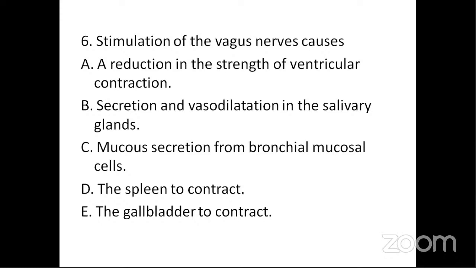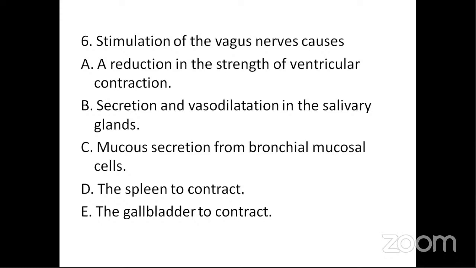Ventricles have little vagal innervation. And stimulation of the vagus nerve causes secretion and vasodilatation in the salivary glands. It is false again. The vagus does not supply parasympathetic nerves to salivary glands. Next, stimulation of the vagus nerve causes mucus secretion from bronchial mucosal cells. It is true. It also causes contraction of bronchial smooth muscle.